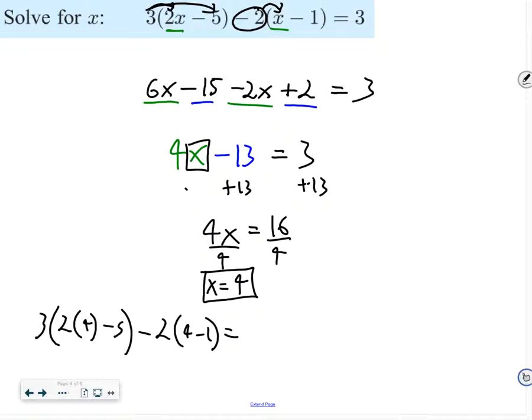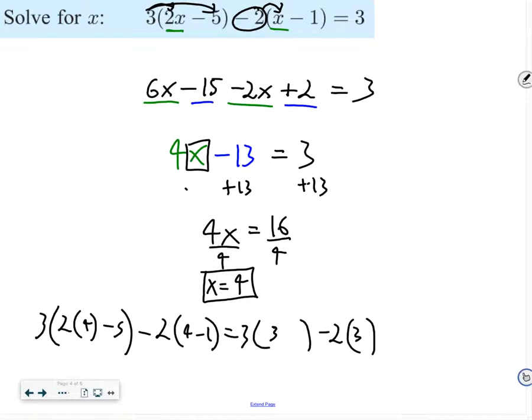Okay, so simplify step by step here. I'm going to simplify the parentheses. So I'm going to have 2 times 4 is 8. 8 minus 5 is 3. Okay, and then I have minus 2 times 4 minus 1 is 3.